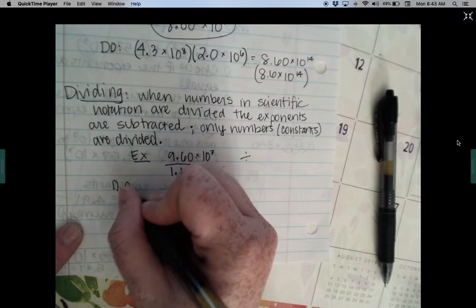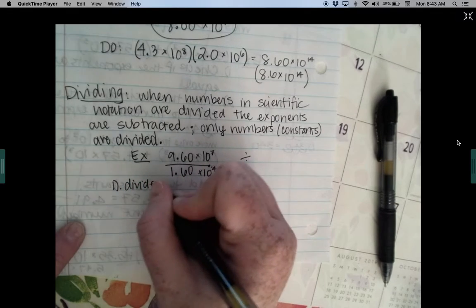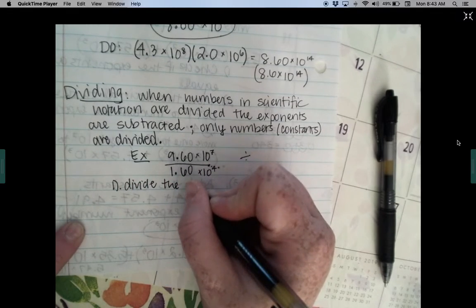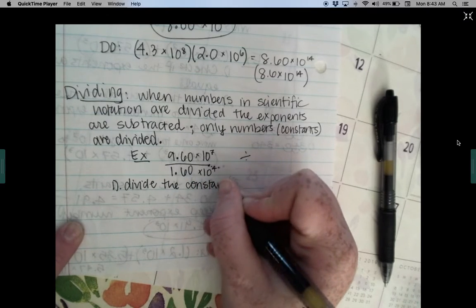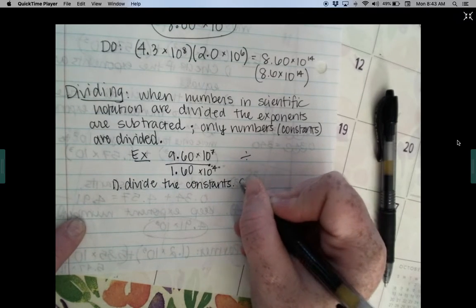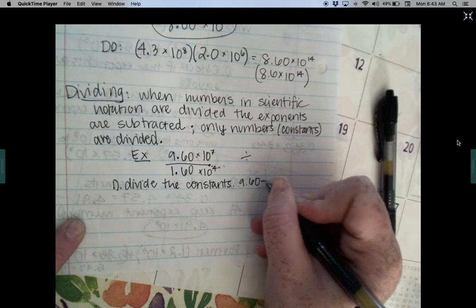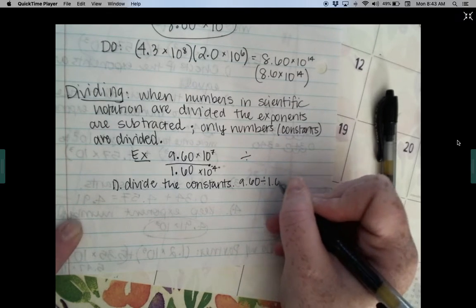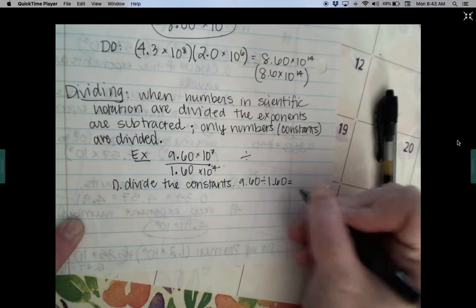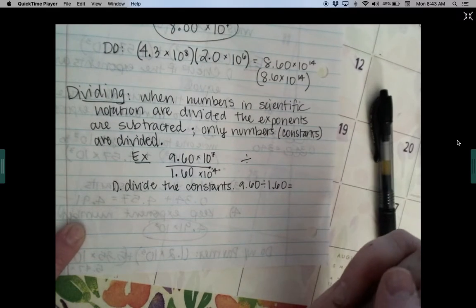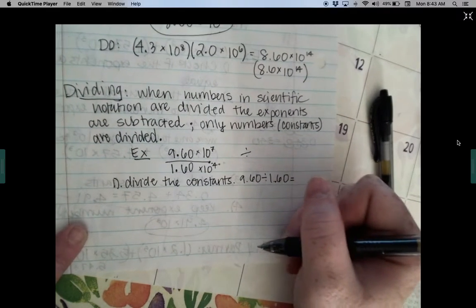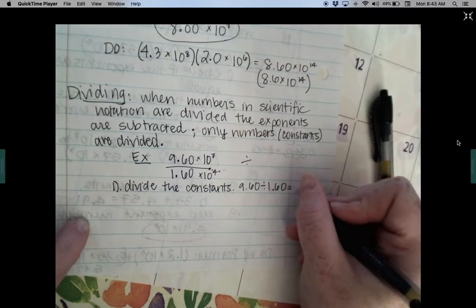Okay, so step 1 is to divide the constants. So we're dividing 9.60 divided by 1.60, which, if you think 96 divided by 16, I wouldn't know that off the top of my head, but I already did it, so it's 6.